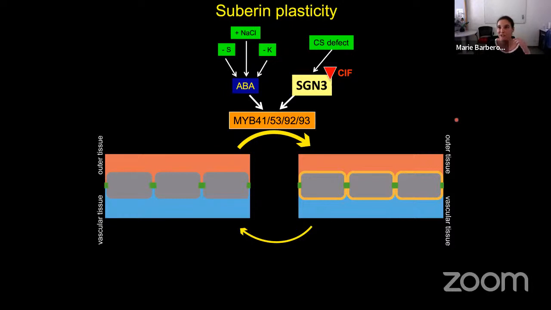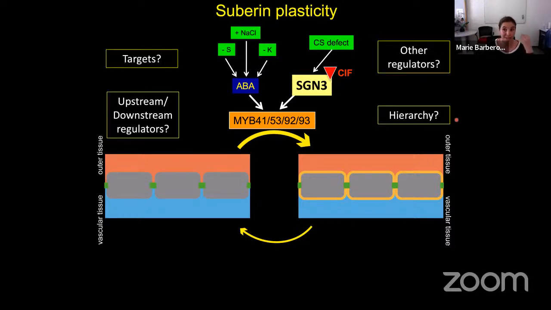Of course, there are still a lot of things that we don't know. We don't know what the targets of these MIP transcription factors are, what the upstream or downstream regulators are, or if there is any hierarchy among them. And we actually also think that there are even more regulators needed to control suberization. In just a few seconds before I finish, I will tell you some other things that we're doing to identify even more factors and to understand their function.